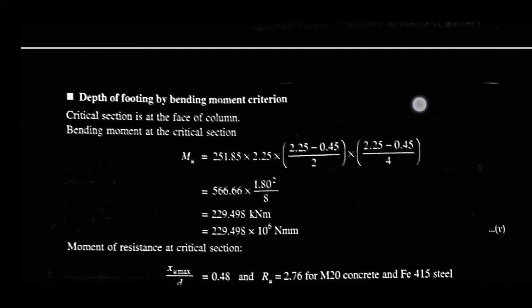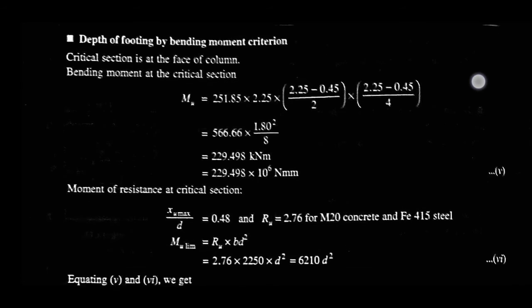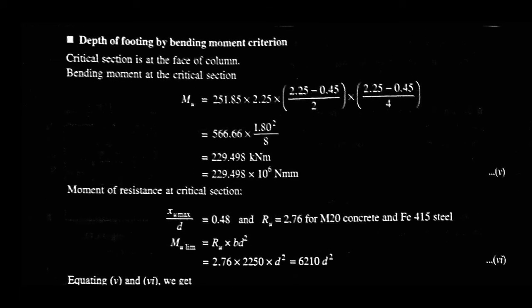Next step is depth of footing by bending moment criterion. So critical section is at the face of column, bending moment at the critical section, Mu is equals to 251.85 into 2.25 by 2 within bracket 2.25 minus 0.45 by 2 into 2.25 minus 0.45 by 4, that is equals to 566.66 into 1.80 square by 8 is equals to 229.498 kilonewton meter, that is equals to 229.498 into 10 to the power 6 Newton meter.